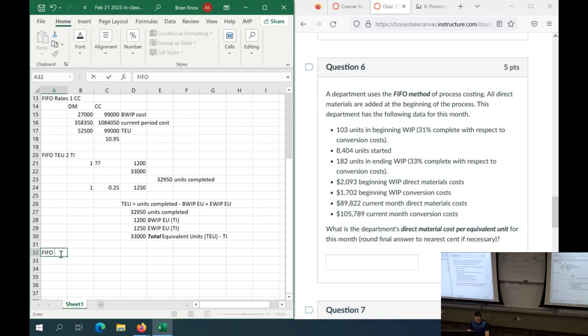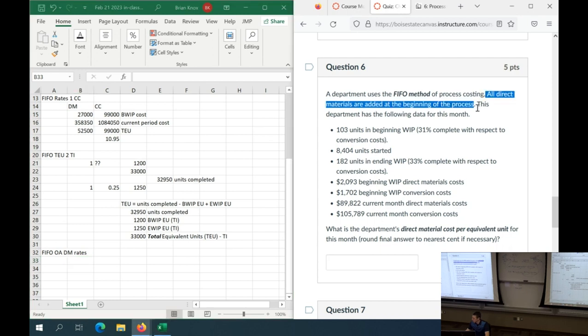All right. This is the FIFO open answer direct materials rates question. A department uses the FIFO method of process costing. All direct materials are added at the beginning of the process. Oh, great, good. We know the rule now. All direct materials are going to be 100% complete, beginning and ending WIP.